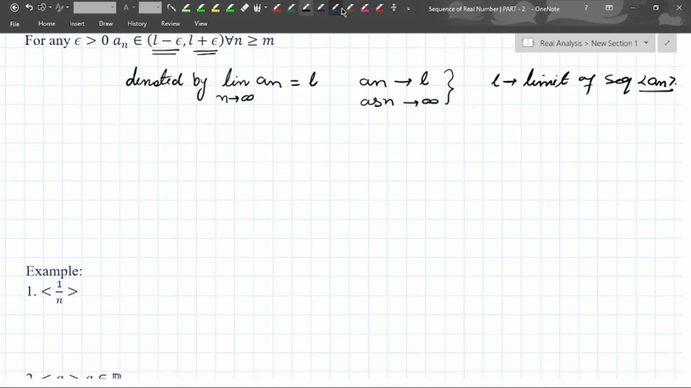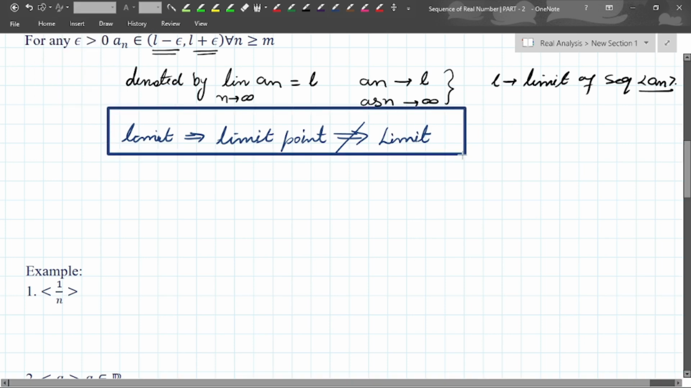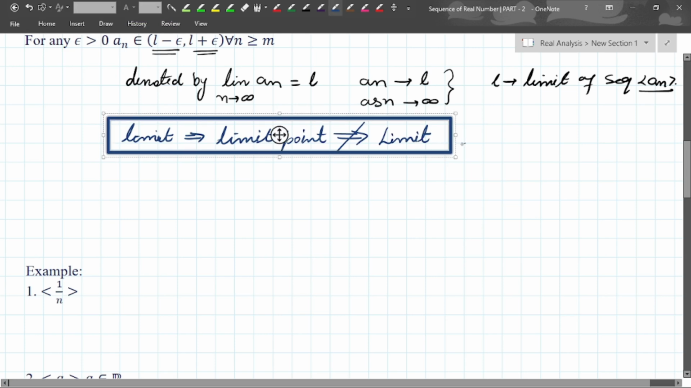But it is not necessary that every limit point is a limit. This is an important concept you will have to remember. A limit point need not always be a limit of the sequence. But if it is a limit, then it is always a limit point, at least one of the limit points of that sequence.